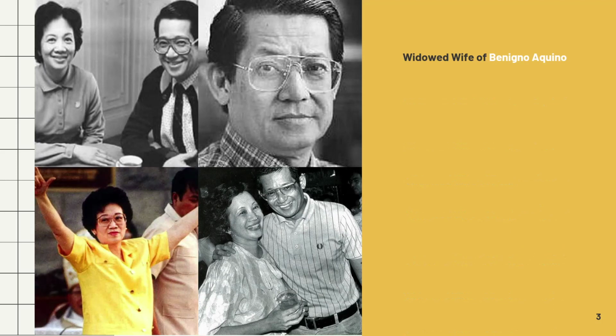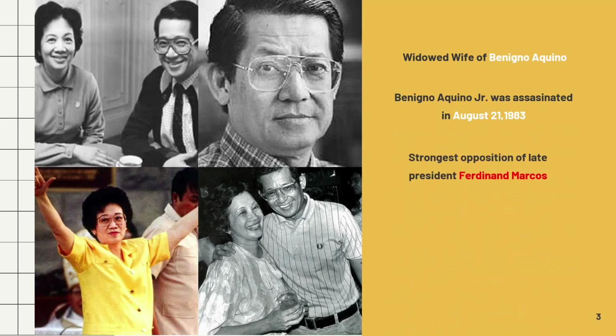Aquino Jr. that was assassinated on August 21, 1983. He was the strongest opposition of late President Ferdinand Marcos. So, kaya si Cory was portrayed in history as the mourning wife of her husband. Si Corazon ay walang experience with politics unlike former Senator Benigno Aquino. Then, Cory Aquino functioned as the symbol of the restoration of democracy and the overthrow of the Marcos dictatorship in 1986.